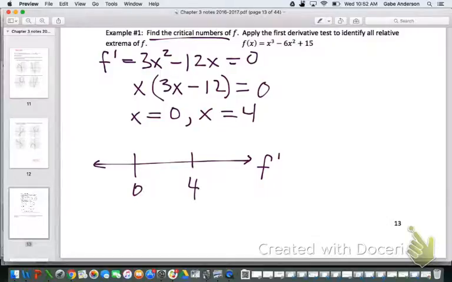In doing so, I've created some intervals, right? How many intervals have I made? 3. 3 of them, that's right. So we have to basically test out these intervals, and we're going to test whether f prime is either positive or negative within these intervals, and from there we can make a conclusion.